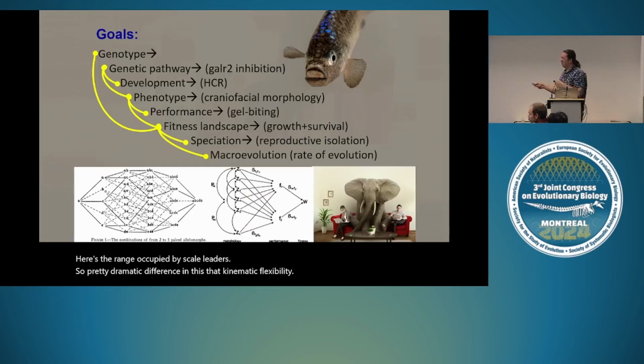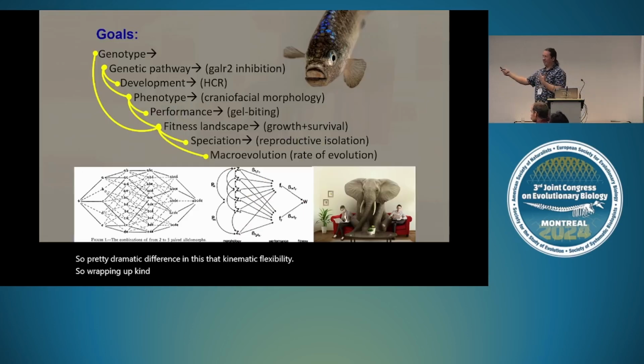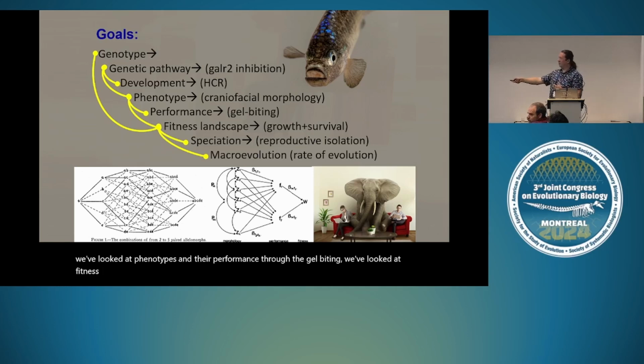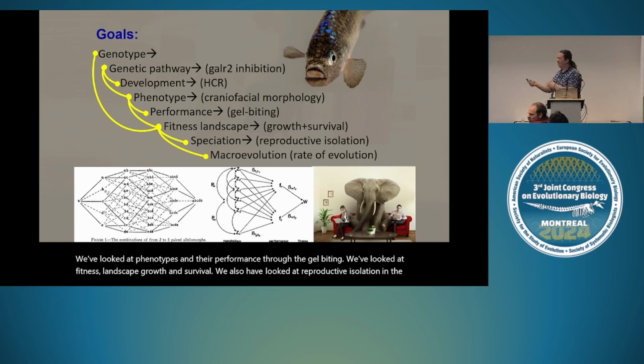So wrapping up, I've shown you that this is the goal: connect genotype to genetic pathway with this GALR2 inhibition. We've looked at development with in situ hybridization. We've looked at phenotypes and their performance through the gel biting. We've looked at fitness landscape growth and survival. We also have looked at reproductive isolation in this system and rate of diversification.